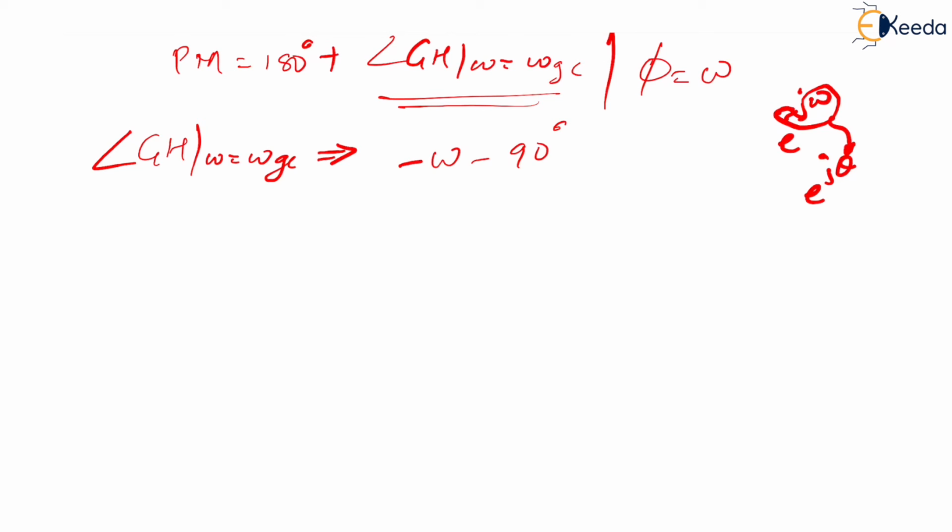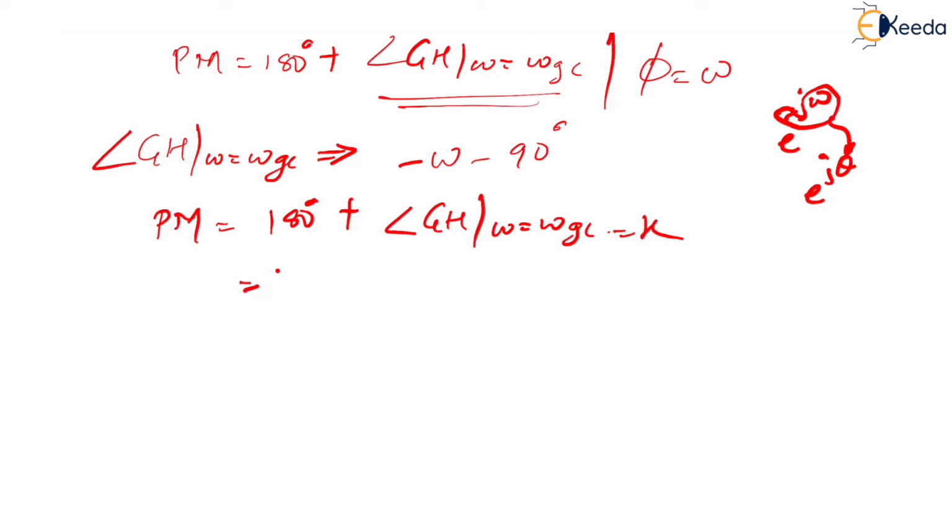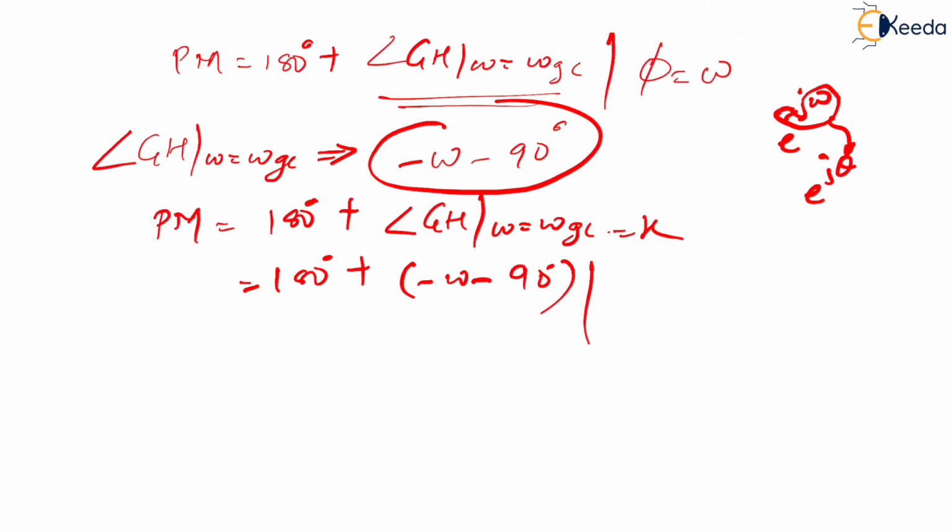Now if you check, what is PM then? PM is equal to 180 degrees plus angle of GH at omega equal to omega GC, correct? Now what is omega GC? Omega GC is nothing but equal to k. We have seen that. So if I replace it by k, what do I get? I write 180 degrees plus the angle of GH, which is minus omega minus 90 degrees. I replace omega by k. I get 180 degrees plus minus k minus 90 degrees.